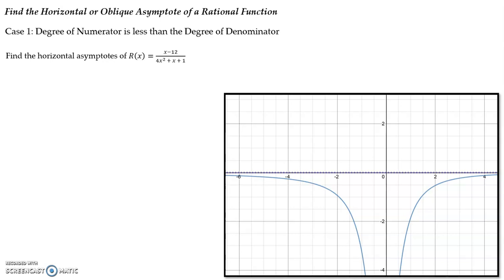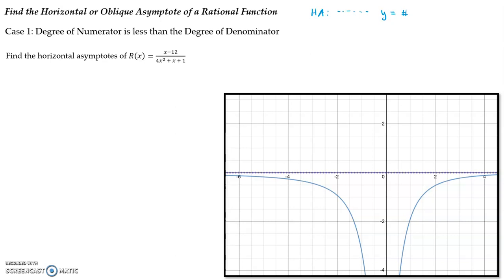Let's talk about finding the horizontal or the oblique asymptote of a rational function. So let's start with our horizontal asymptote. These asymptotes are going to be drawn left-right as dashed lines, and they're going to be in the form y equals some number. Again, your asymptote is a line where your graph is going to get real close to it, but not touch it or cross it.